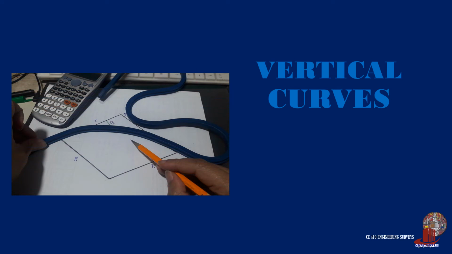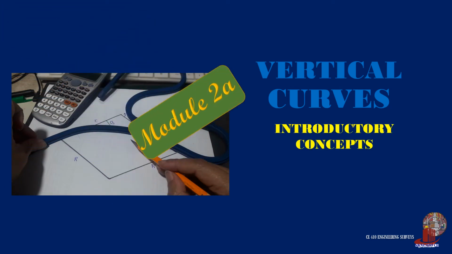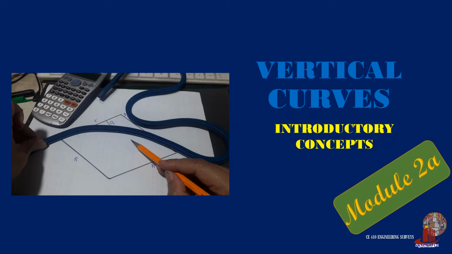In addition to horizontal curves which go left or right, roads also have vertical curves which go up or down. Since they appear in the vertical plane, they are called vertical curves. Learn more about them here in engineering surveys.